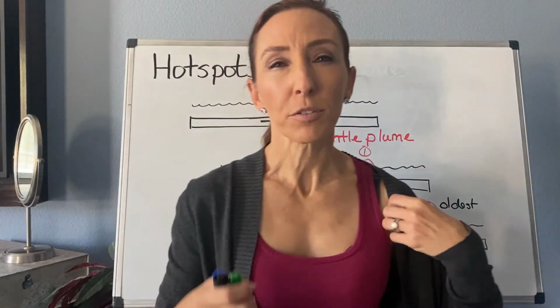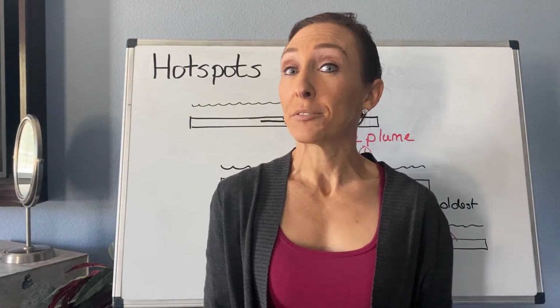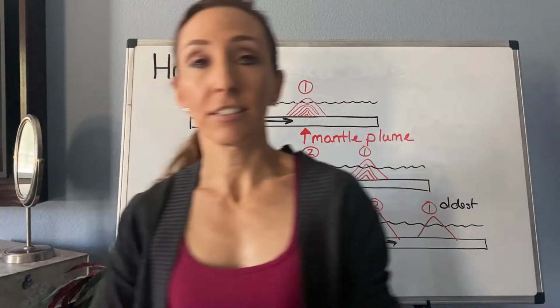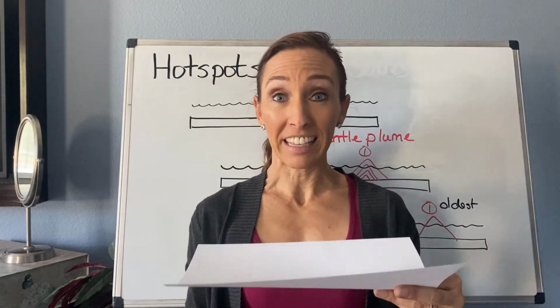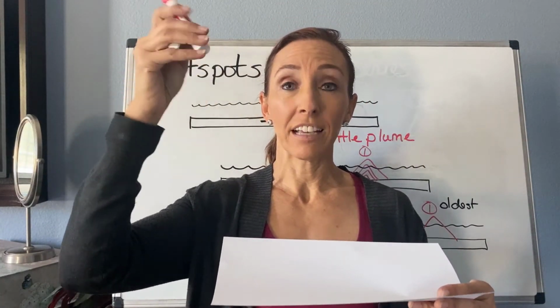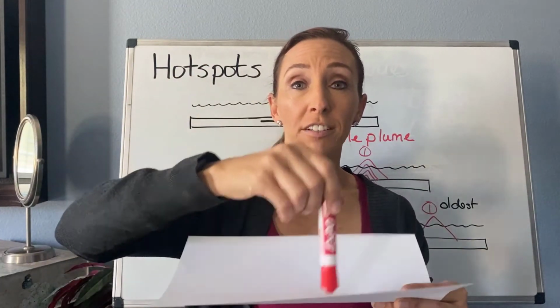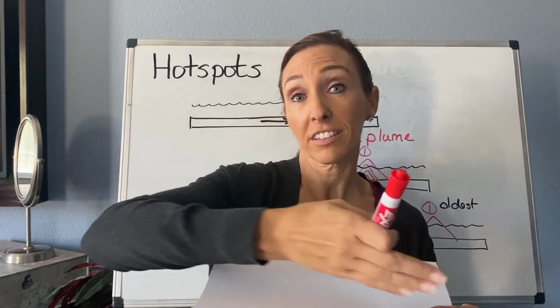So that can be really confusing when you're looking at the map to know which way the plate is going. So another little trick is to generate a little 3-dimensional model. I'm going to get a piece of paper here. So this would be your plate, and then this could be your mantle plume. You can stick that under there and maybe even draw your little islands on top, like this one's the oldest and this one's the youngest, or however they're laid out there.